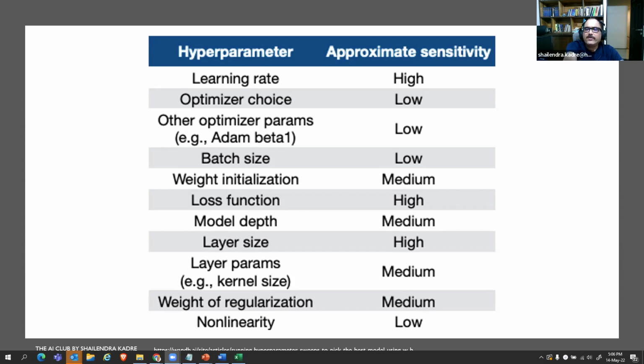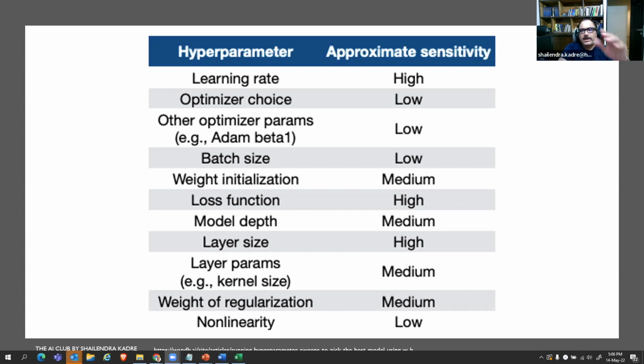These are medium ones, but the most important are learning rate and layer size: how much learning rate you use, how you decay it or what scheme you use to decay it, and how many layers you have, and the number of neurons in each layer. So these are the approximate rules of thumb.